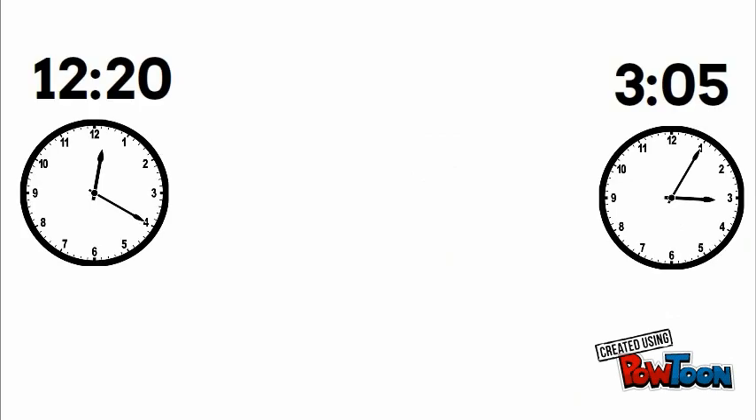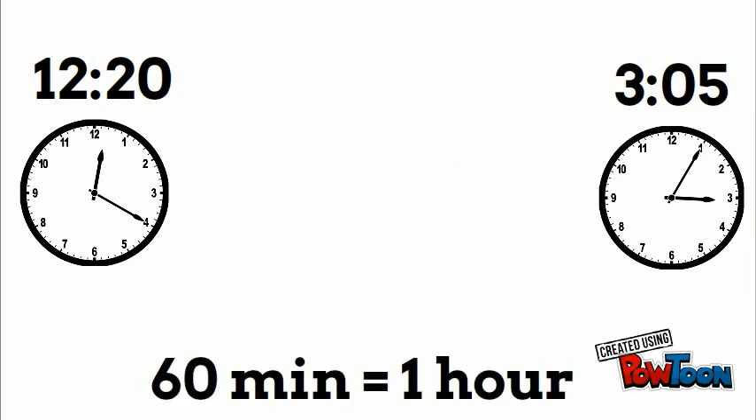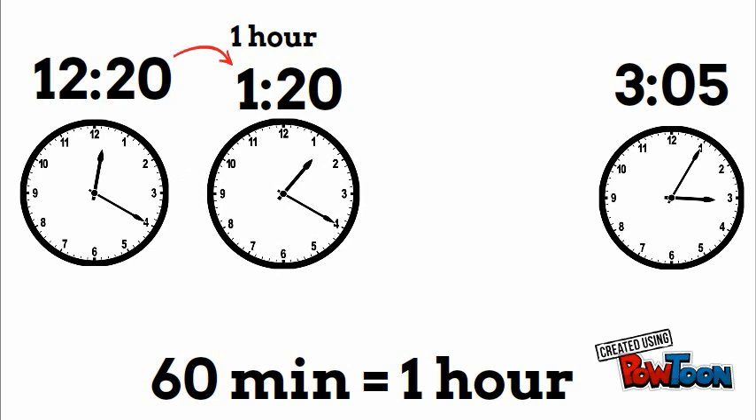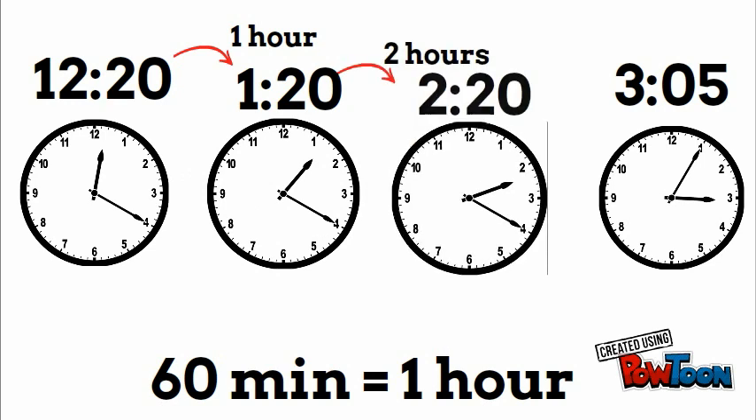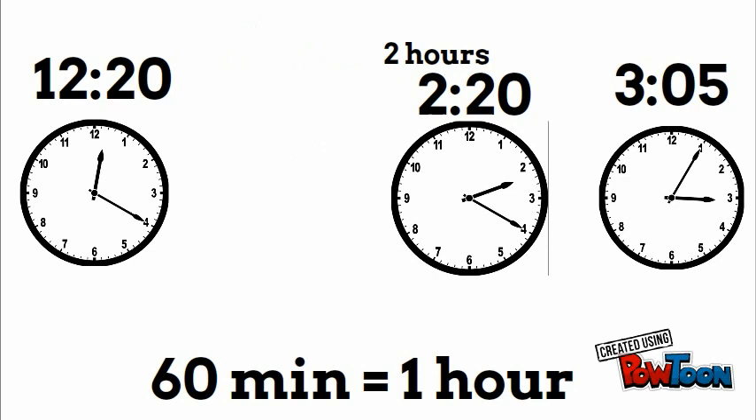Last one, let's find 12:20 to 3:05. Again, we can count by hours sometimes. From 12:20, plus an hour gives us 1:20. Plus another hour, to 2 hours, gives us 2:20. Now if we can find the minutes from 2:20 to 3:05, we'll have our full time interval.